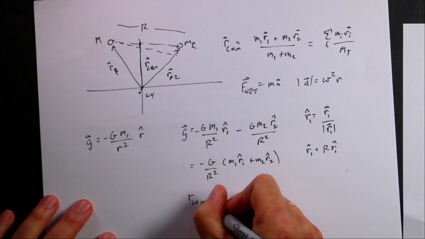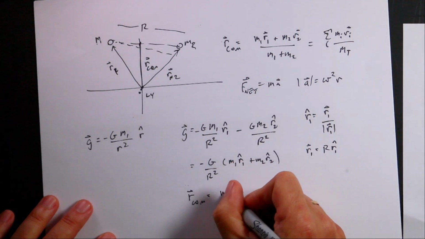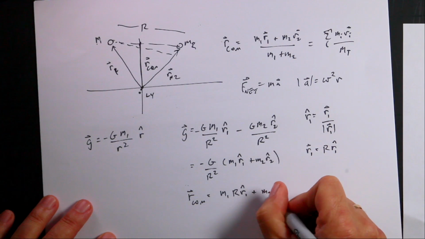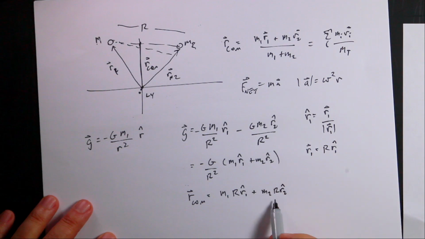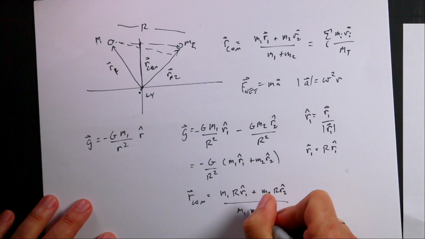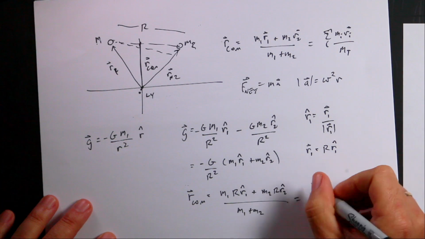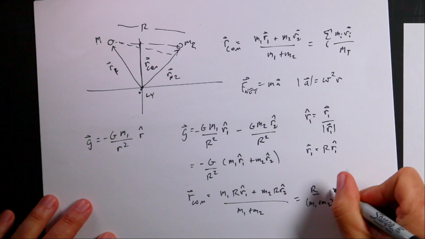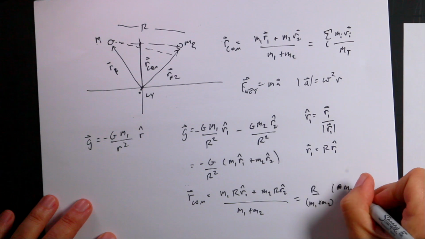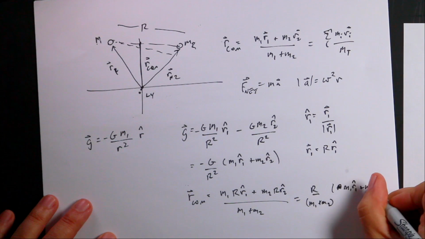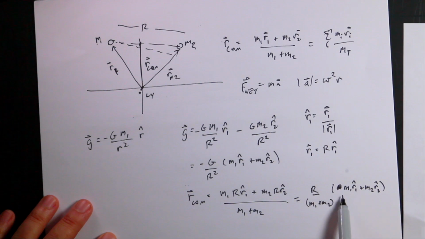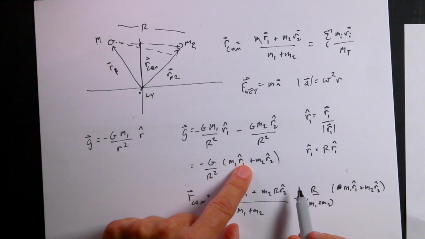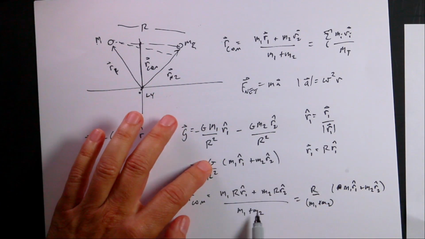R center of mass equals m1 r1 hat plus m2 r2 hat, and I can do the same thing for r2, divided by m1 plus m2. So if I factor some stuff out, I get r over m1 plus m2 times m1 r1 hat plus m2 r2 hat. And that tells me the direction of the center of mass. That's the same vector right here, so they just differ by a constant out front.